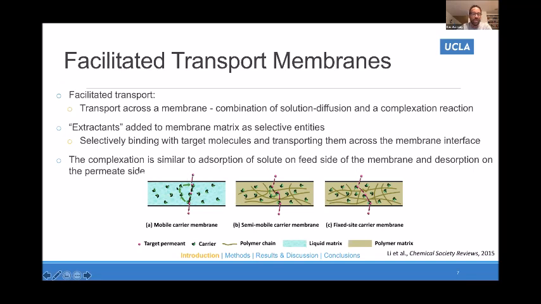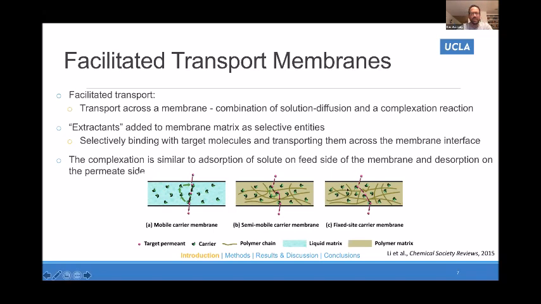To address this challenge, people have moved to these semi-mobile or fixed site carrier membranes, where you have a fixed site that can either be covalently bound or sterically encased in the polymer matrix. And these sites don't move, and the transport mechanism across these fixed site membranes is by hopping. So your target molecule will absorb onto the extractant molecule, and it can then hop across the membrane material to the other side, and finally, again, desorb on the permeate on the back end.